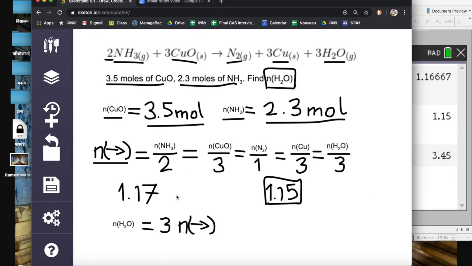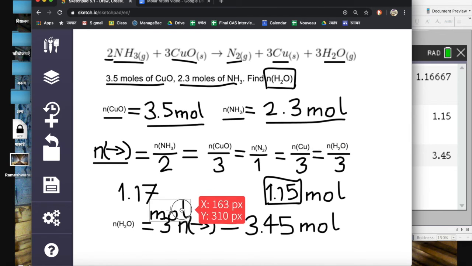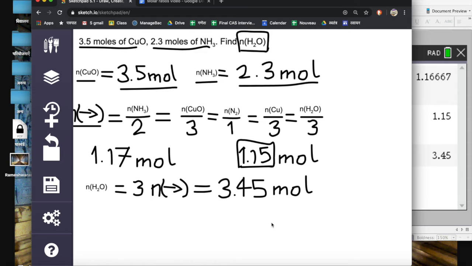3.45 moles of water are produced from this reaction. Now this process may seem long now, but trust me, it's a very fast process once you get used to it, and it makes intuitive sense if you think about it. So the number of moles of water is 3.45 moles.